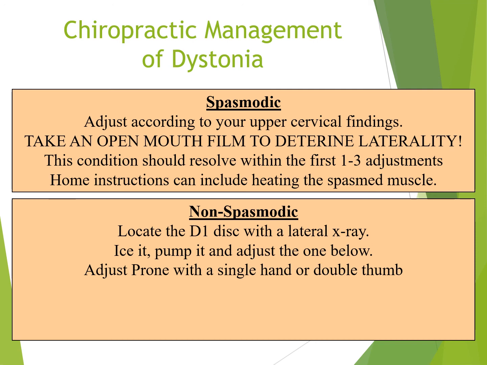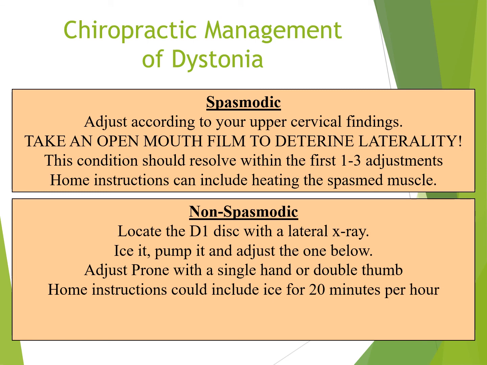What we're not going to do is try to put them in lateral flexion for cervical chair. We can keep the patient prone here, and we can adjust with that single hand or double thumb move now on the segment below. In this case, it would be C7. So we are going to ice it, we're going to pump it, and we're going to adjust the segment below. And we could still do this prone on the high-low table with a single hand or a double thumb move for non-spasmodic.